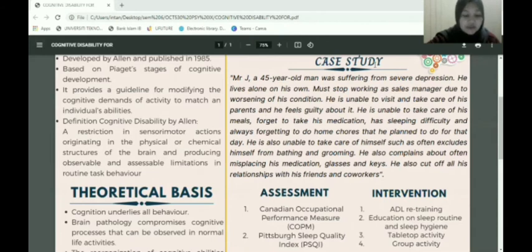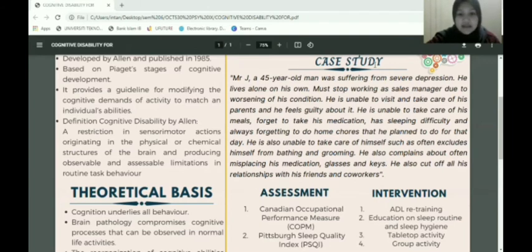And other than that, we can also use the Routine Task Inventory, which is the expanded version. This assessment can assess functional cognition, based on the therapist's direct observation of performance or performance reported by clients or a caregiver using a checklist or standardized interview questions. And this assessment is to promote safe routine performance of an individual's valued occupations, and to maximize participation in life satisfaction.